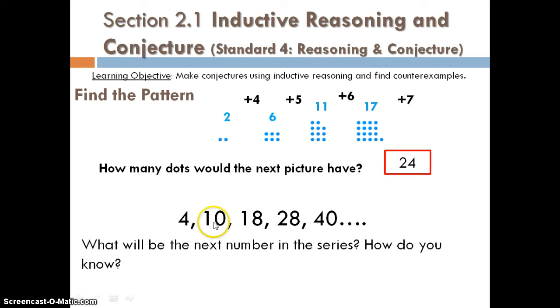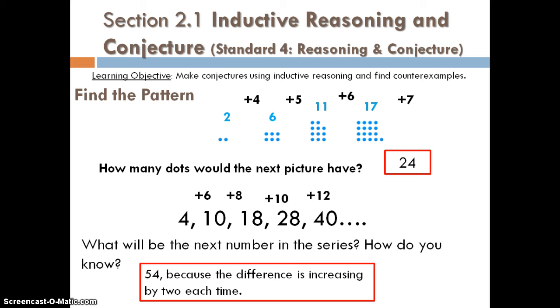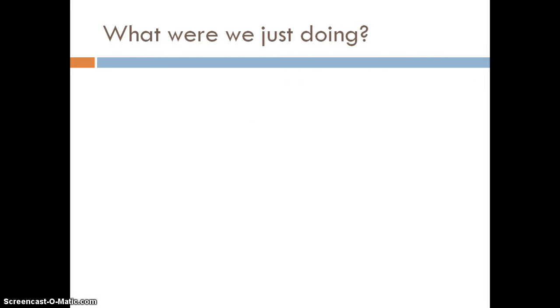To get from 4 to 10, we're going to add 6. To get from 10 to 18, you're going to add 8. To get from 18 to 28, you add 10. And then to get from 28 to 40, you add 12. So the pattern is that you're adding the next even number each time. So we would add 14 to get to the next number, which would be 54, because the difference is increasing by 2 each time, or you could say you're adding the next even number.